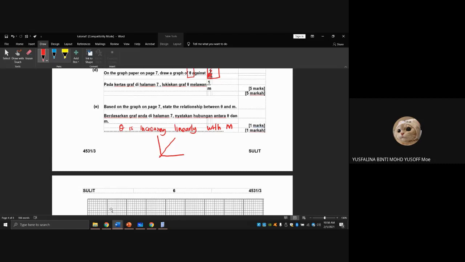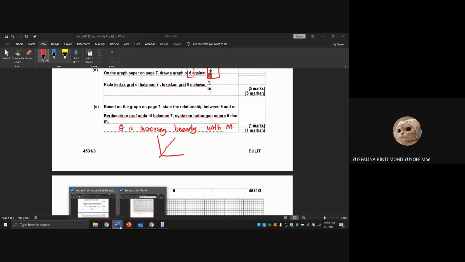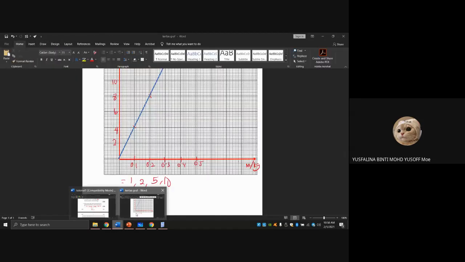The relationship of the graph that we learned before, how to interpret the graph, can only be used to describe the relationship between theta and m. Other than that, cannot. Yes, teacher, if the line didn't touch the origin, also never mind. Yes, never mind. Not all graphs touch the origin.